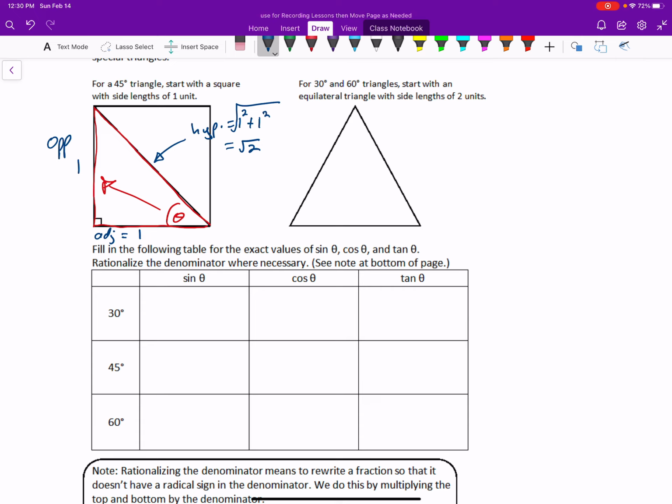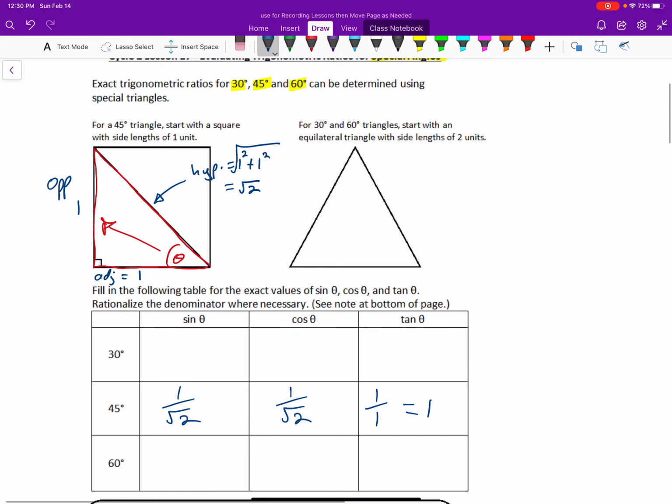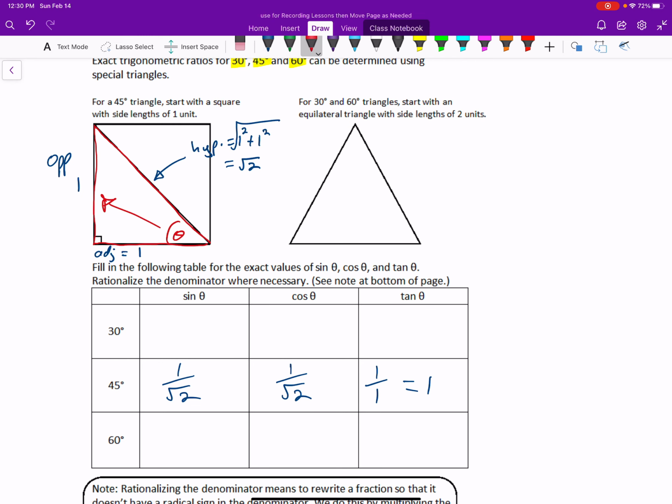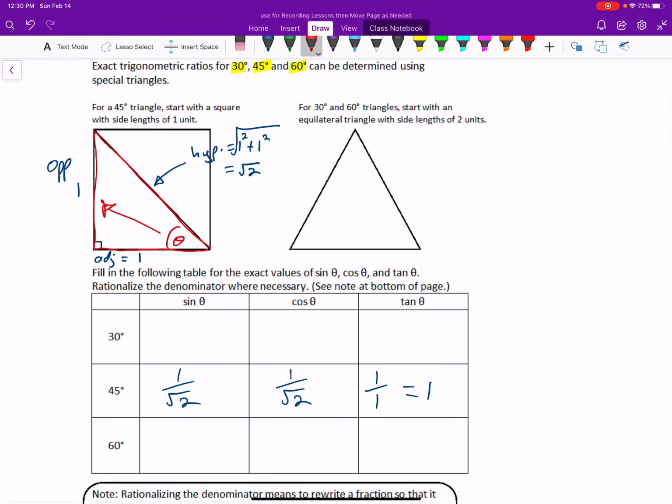Sine is opposite over hypotenuse, so that would be 1 over root 2. Cosine is adjacent over hypotenuse, so that would be 1 over root 2 as well. And tangent is opposite over adjacent, that would be 1 over 1, but that just reduces down to 1, doesn't it? So those are 3 exact ratios for special triangles. So if someone says, what's the exact ratio for sine 45, I can say that it's 1 over root 2.